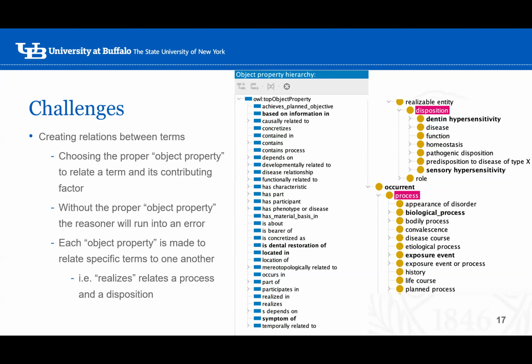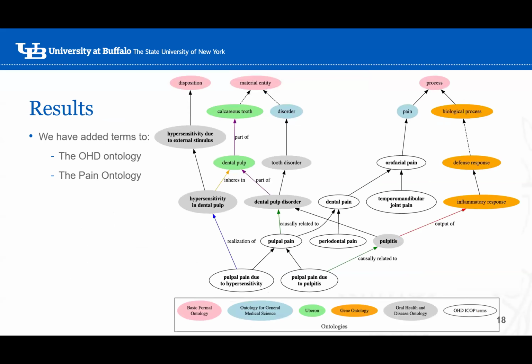And finally, another big part of this process was creating proper axioms and relations between the terms. Obviously, I'm sure everyone works with Protégé. If you don't have the proper axiom between two terms, the reasoner is going to run into an error. This was my first time using Protégé, so I found this probably the most difficult, in understanding where a term is located within the ontology and how it can be related to another term.